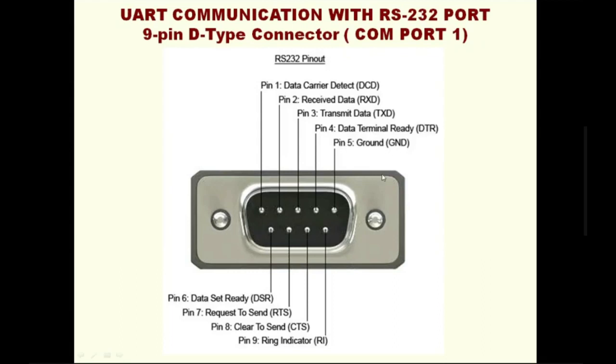Fifth pin is ground. What is the sixth pin? Sixth pin is data set ready. And seventh pin is request to send. And eighth pin is clear to send. And the ninth pin is ring indicator. So except data carrier detect and ring indicator, we have discussed the other signals.